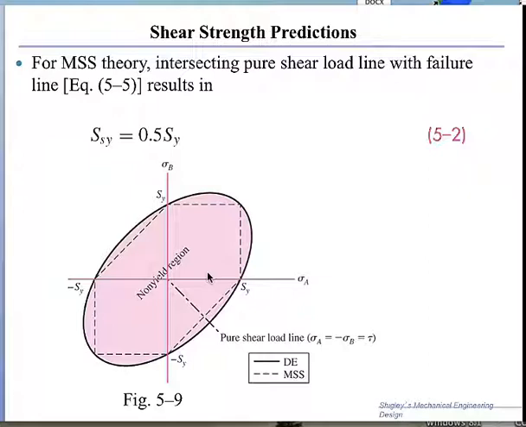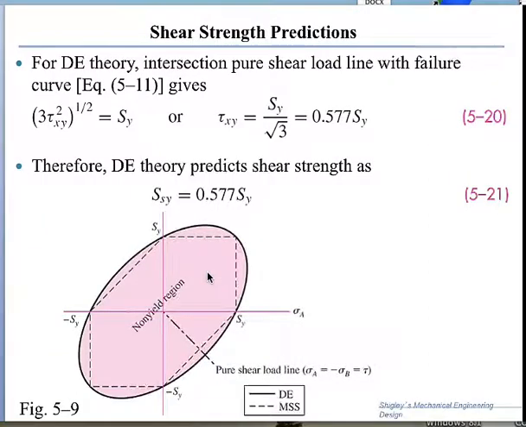So these are observations that we can show. We've shown the intersection at 0.5 of the yield strength, and the intersection with the other criterion, the distortion energy, gives you 0.577, and therefore it's a little bit less conservative than the maximum shear stress criterion.